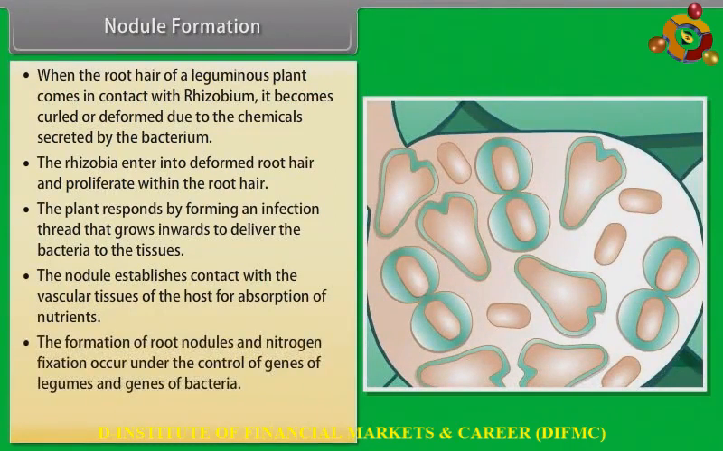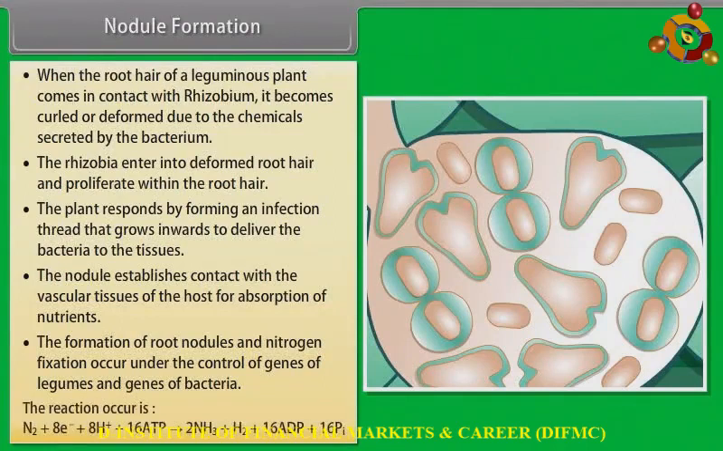The formation of root nodules and nitrogen fixation occurs under the control of genes of legumes and genes of bacteria. The reaction is: nitrogen plus 8 electrons, 8 hydrogen ions plus 16 ATP gives 2 NH3 plus hydrogen plus 16 ADP plus 16 Pi.